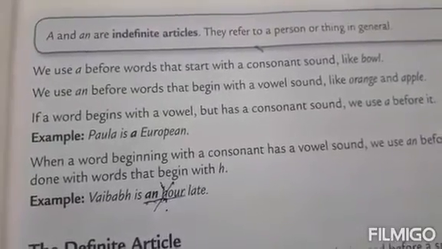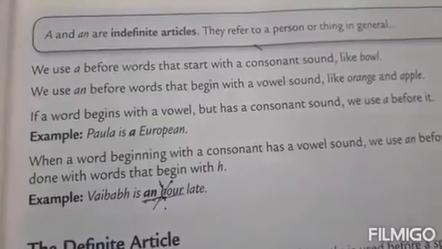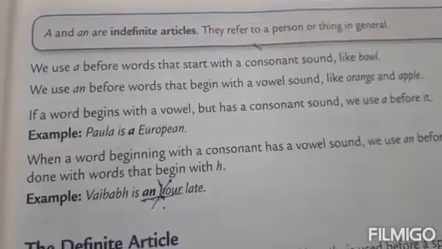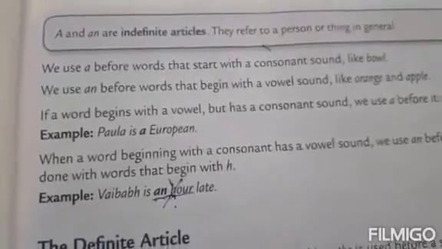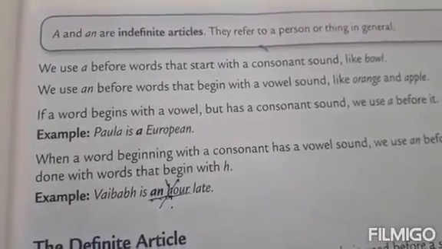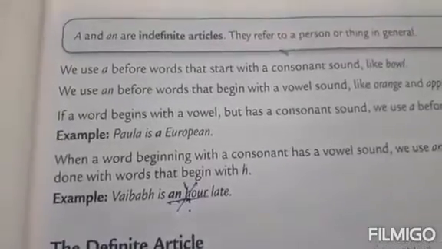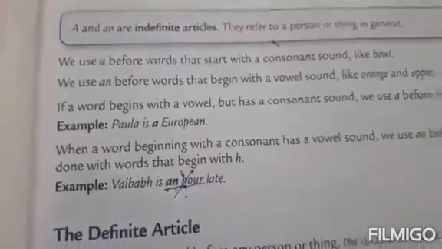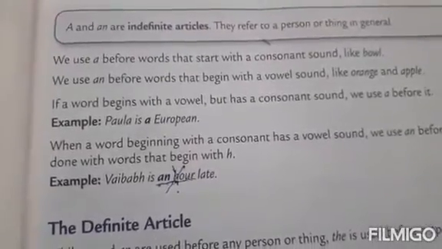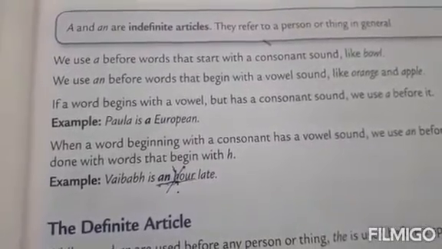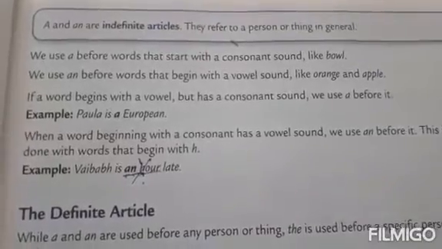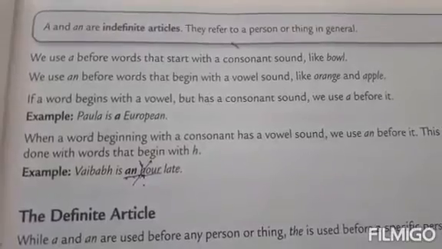So we use a before the words that start with a consonant sound, like a bull, a ball, a cat, a fish, a hat. All these words begin with a consonant sound. That's why we have to use a before the consonant sounds.